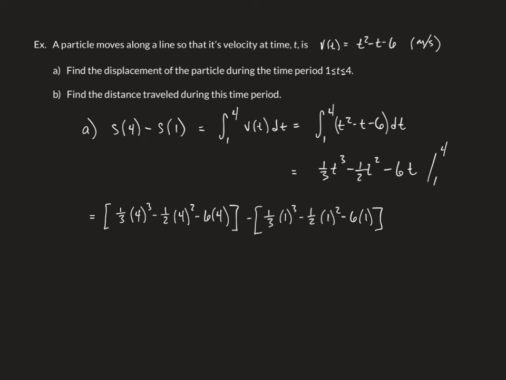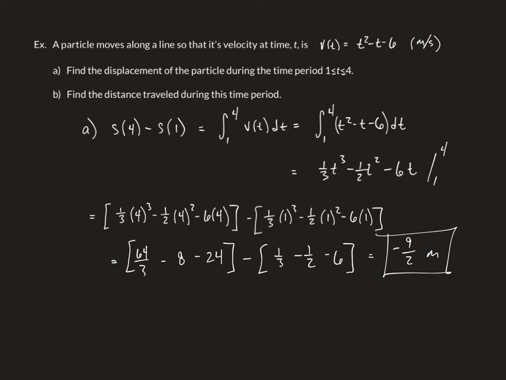So we're going to have 64 thirds minus 16 halves minus 24 minus 1/3 minus 1/2 minus 6. All right, and in the end, I could go through the whole process of this, but we're going to end up getting negative 9/2 meters. Because remember, we're talking displacement, this is distance. So since the question is, what is the displacement, we just need a distance measurement here.